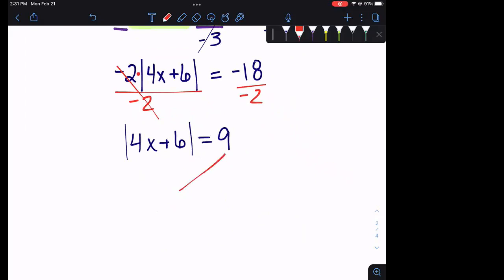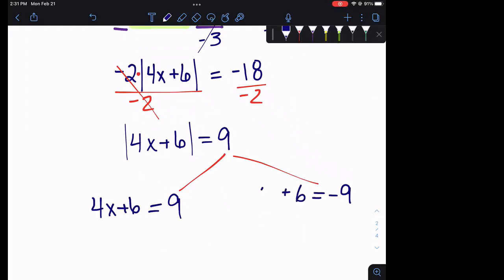So now is where we're going to split. We're going to have a +9 and a -9. And then the 4x plus 6 just gets brought down. And now we have 2 equations to solve.